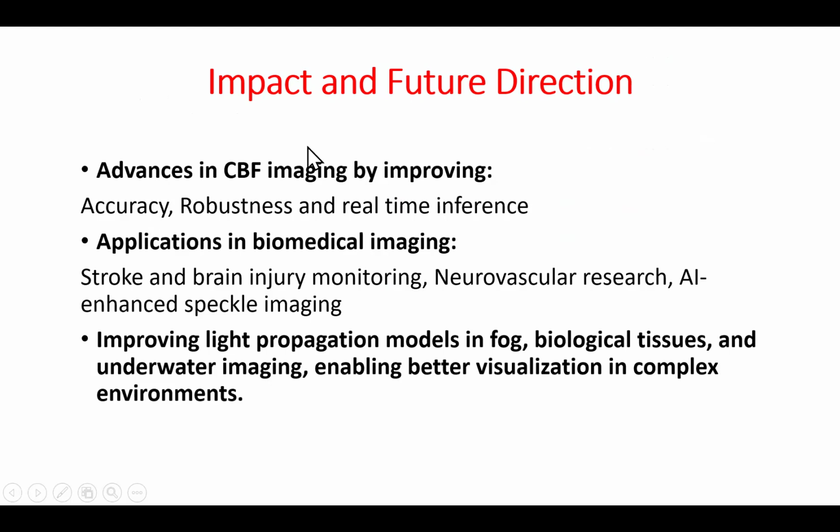Now, our proposed methodology takes account of the accuracy, robustness, and real time inference, and it also helps with brain injury and stroke monitoring, and it has application for clinical translation also. It also improves light propagation in a broader case, light propagation in fog or turbid medium, and gives better visualization for complex environments.